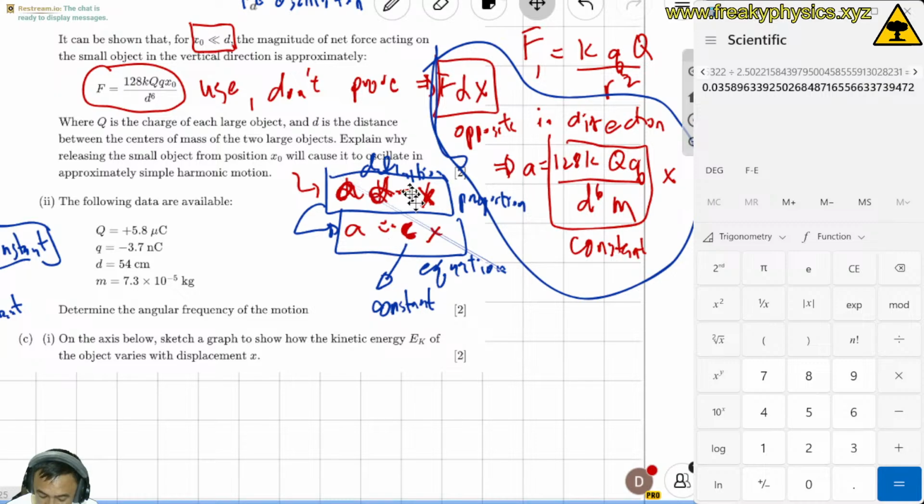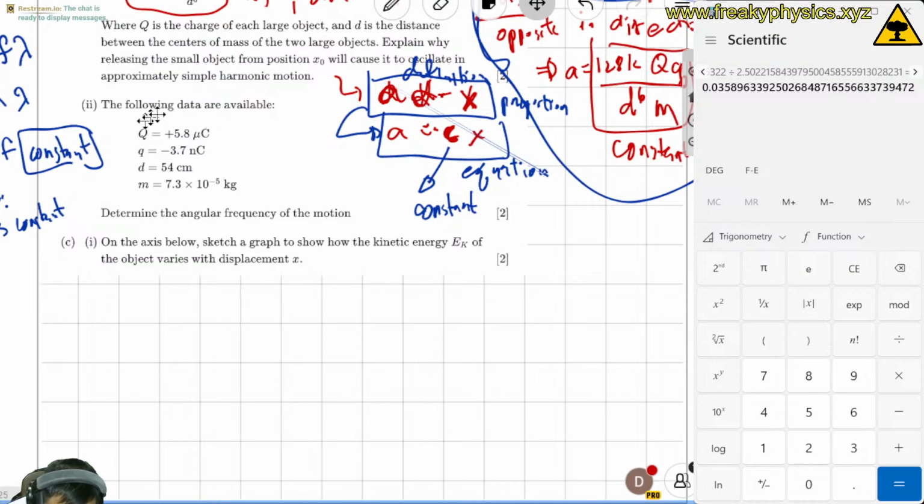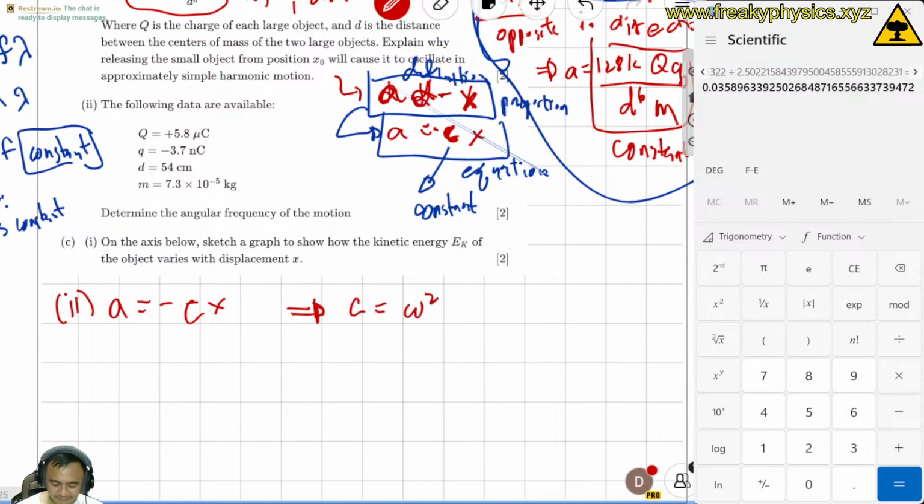How did we get this? Everything else is clear. Yes. All right, great. So let's go to part 2. We have that data, angular frequency. Let's go back to this, that a is proportional to negative x, right? Now in physics, that C, I'll just write that in equation form, a equals negative cx. Now in physics, as we know, it should be in the data booklet that C is equal to omega squared.